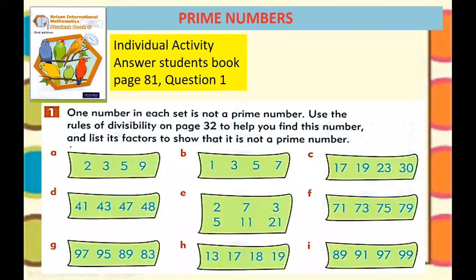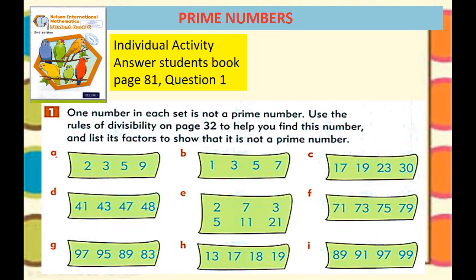Let's answer this one. One number in each set is not a prime number. Use the rules of divisibility on page 32 to help you find this number and list its factors to show that it is not a prime number. Or if you think that it is an even number, automatically it's not a prime number. And if it is in the times table, then it is not a prime number. Okay, or if they are a number with multiples, then they are not a prime number.